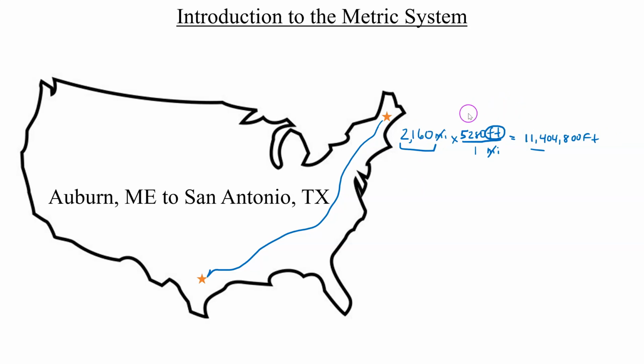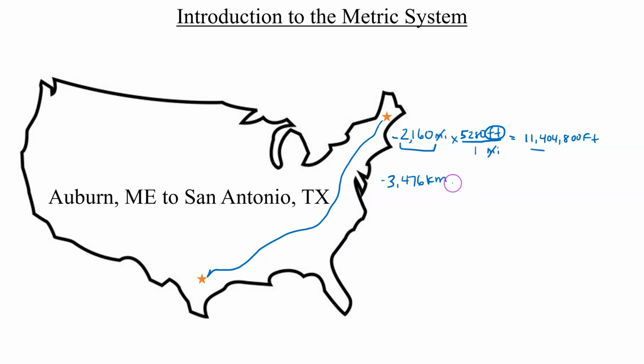So this isn't the metric system. This would be the U.S. customary system. Now let's take a look at the metric system. Instead of dealing with miles for distance, in the metric system, we tend to deal with kilometers. So from Auburn to San Antonio, instead of 2,160 miles, we would say there is 3,476 kilometers. And we're talking about the distance between two places. So this number and this number, they're the same. It's just that they're expressed with different units.